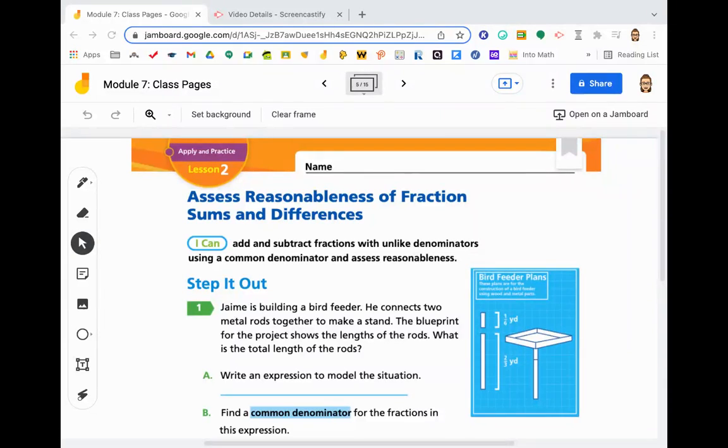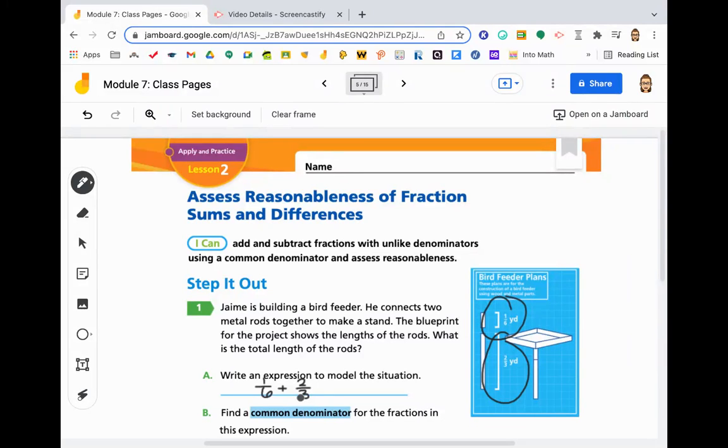So number 1 says Jamie is building a bird feeder. He connects two metal rods together to make a stand. The blueprint for the project shows the lengths of the rods. What is the total length of the rods? Write an expression to model the situation. If we look over here in our picture, we have the two different lengths. So we would have 1/6 plus 2/3.